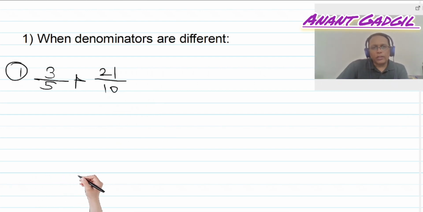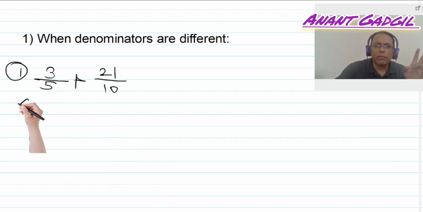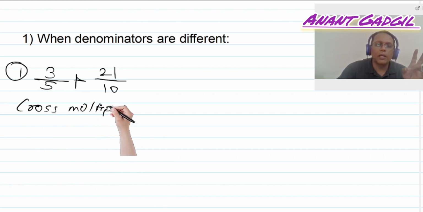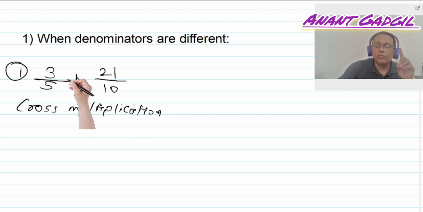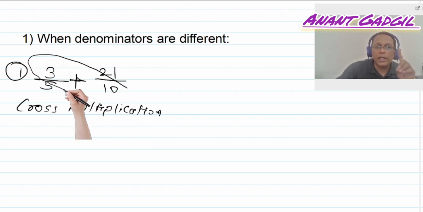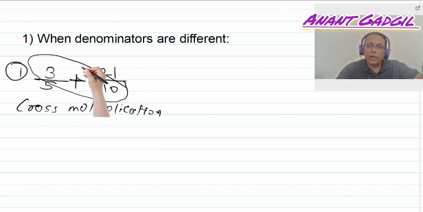Now there are two methods, as I told you. First one is the cross multiplication method. You can just do the cross multiplication. The first thing which is very important while doing this method is you have to first multiply these two numbers, 3 and 10, the numerator of the first and the denominator of the second. You have to do this only first.